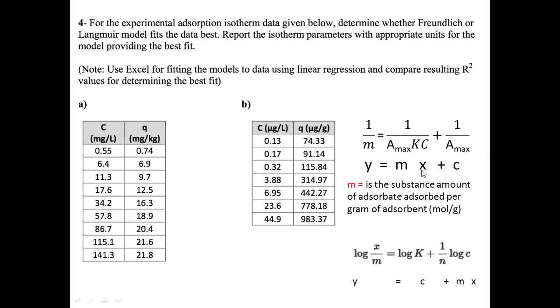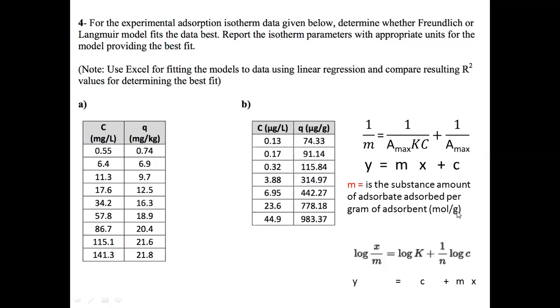So again, this is all about the exercise. Let's suppose you want to get 1 over m. This is the concentration, which should be indicated per liter. That means this C is given over here, and it is actually the x-axis. So you must take 1 over C of all these values. And for 1 over m, m is, as we have explained, the amount of adsorbate adsorbed per gram of the adsorbent. So this is already given.